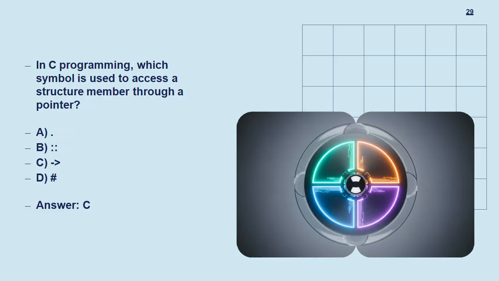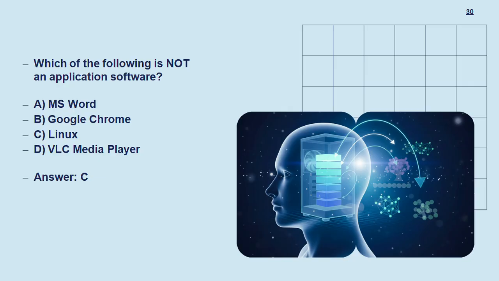Next question is, in C programming, which symbol is used to access a structure member through a pointer? So here the correct option is option number C. Our next question is, which of the following is not an application software? So the correct answer here is option number C, which is Linux. Linux is system software.